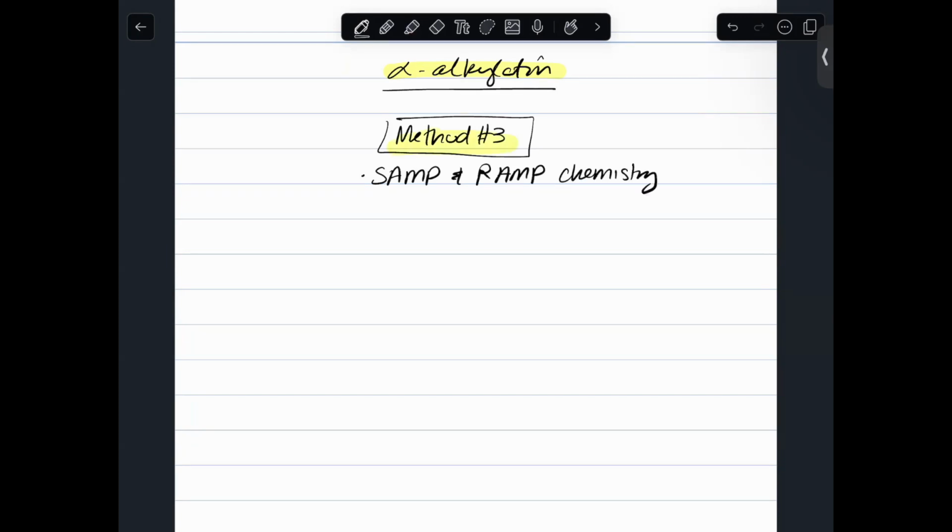And it was pioneered by E.J. Corey at Harvard. E.J. Corey is known as one of the grandfathers of organic chemistry. He won the Nobel Prize for total synthesis and how to approach a total synthesis. And he did this work with his postdoc, Dieter Enders.